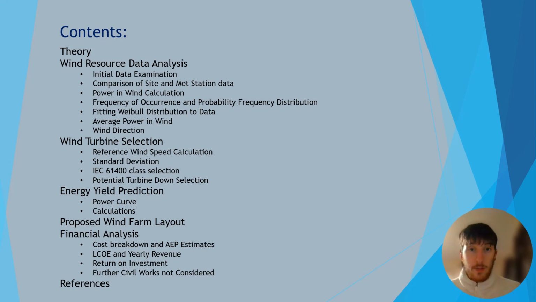Just going through some of the main points covered here. Firstly, I'll give an intro to the theory that I used in the calculations. Then I will give a breakdown of the wind resource data analysis. Then go through the wind turbine selection. Based on that, then calculate the energy yield prediction. Then I will show the proposed wind farm layout, and then finally just give a breakdown of the financial analysis, and then just give some references that I used.